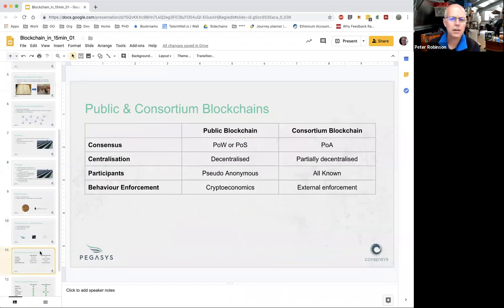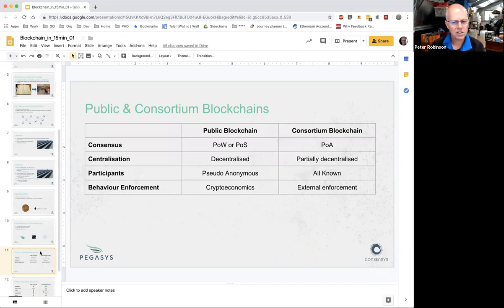So if you try to compare and contrast public and consortium blockchains: for the consensus algorithm, public is going to be proof of work or proof of stake, whereas consortium is proof of authority. From a centralization standpoint, public blockchains are more decentralized, whereas consortium blockchains are generally less decentralized, or maybe partially decentralized, because essentially you know all the participants. You don't just have new people join the network. You have to be permissioned, whereas with the public ones, anyone can join.